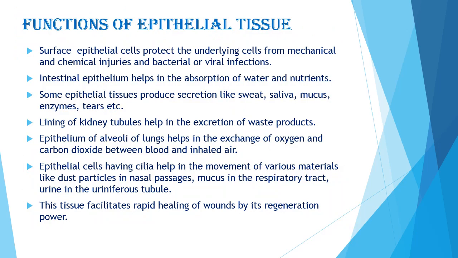Surface epithelial cells protect the underlying cells from mechanical and chemical injuries and bacterial or viral infections. That is why they are also known as the protective tissue of our body. The epithelial tissue present in the intestine helps in the absorption of water and nutrients. Some epithelial tissues produce secretions like sweat, saliva, mucus, enzymes, tears, etc. The epithelial tissues present in our kidney tubules help in the excretion of waste products.